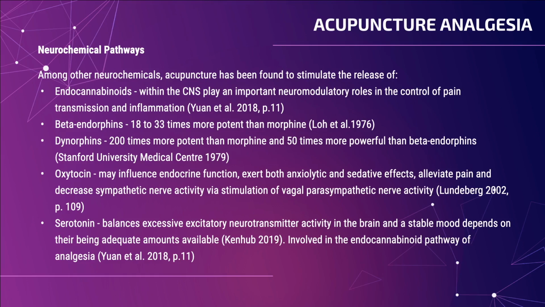And I mean, oxytocin, one of the many other things that's being released, beta endorphins, dynorphins, serotonin. The serotonin balances excessive excitatory neurotransmitter activity in the brain, and a stable mood depends on there being adequate amounts available. It's also involved in the endocannabinoid pathway of analgesia.